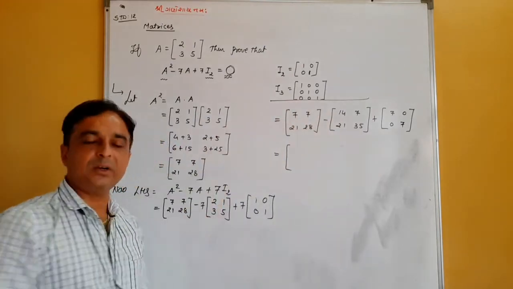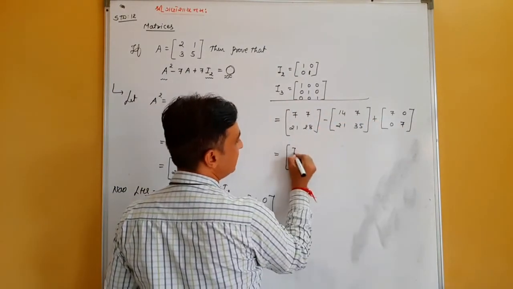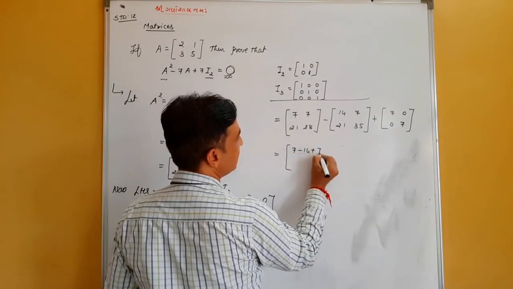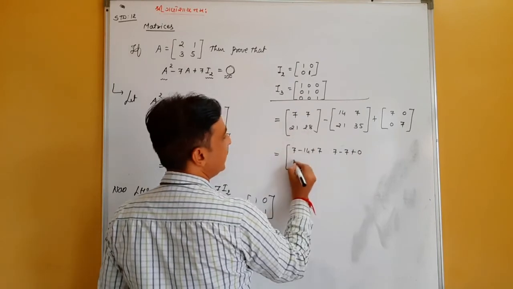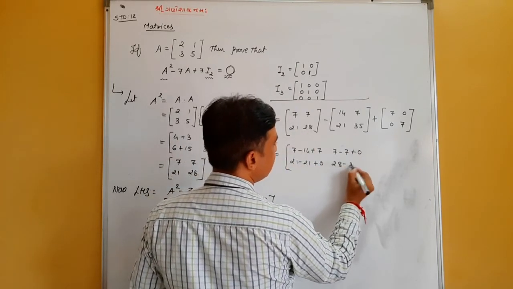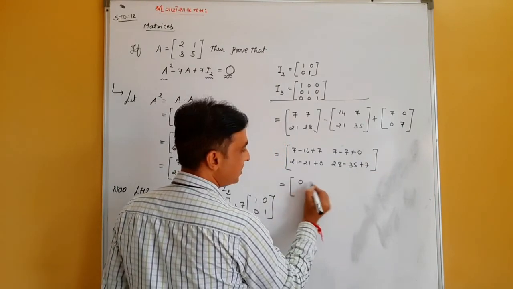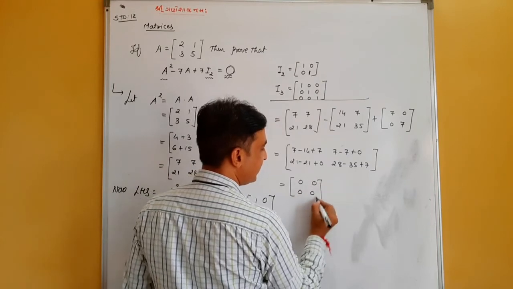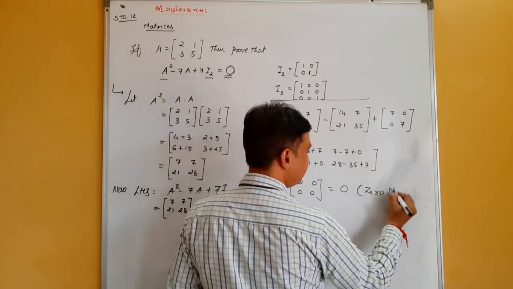Now add corresponding elements. 7 minus 14 plus 7, 7 minus 7 plus 0, 21 minus 21 plus 0, 28 minus 35 plus 7. So 0, 0, 0, 0. It is denoted by O, the zero matrix.